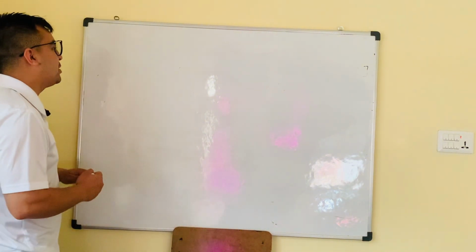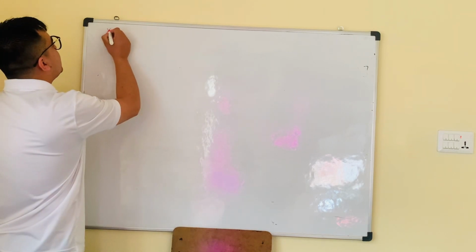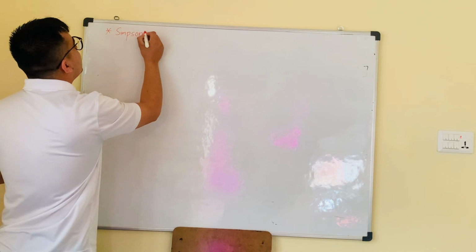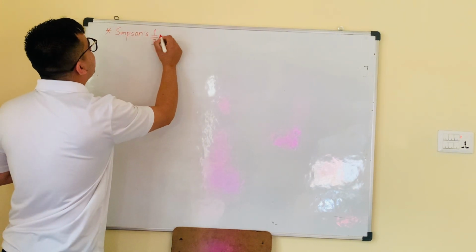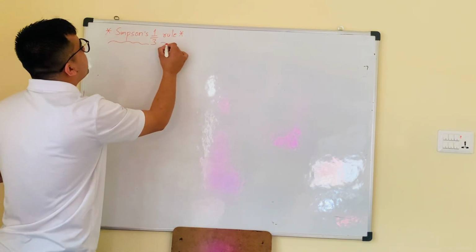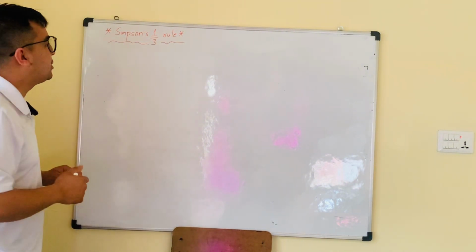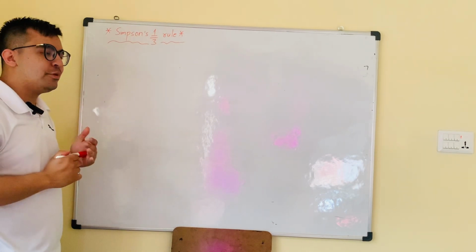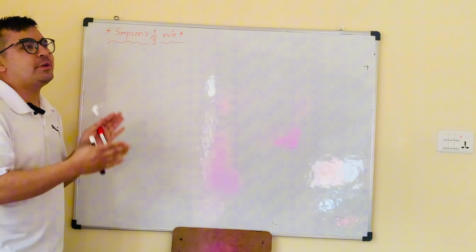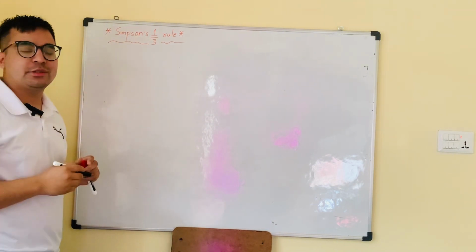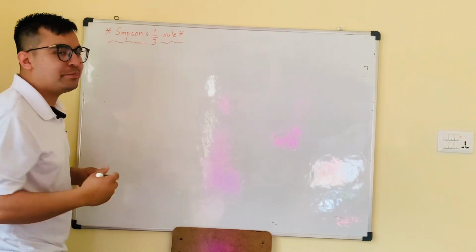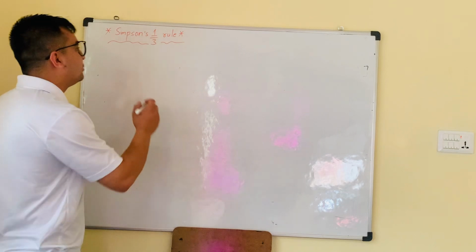So today I have come up here with questions related to Simpson's 1 by 3 rule. Before going to the question, let me write the formula of Simpson's 1 by 3 rule. If you know the formula, the problem solving related to Simpson's 1 by 3 rule is not that difficult. It's very easy. It's just like putting the value in the formula and you'll get the answer.